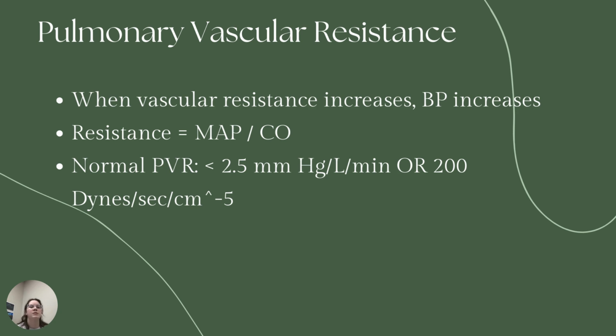Pulmonary vascular resistance. When the vascular resistance increases, your blood pressure will also increase. And this in turn will increase your ventricular afterload. And all of this I'll discuss in just a second what it means. The pulmonary vascular resistance equation is your mean arterial pressure divided by your cardiac output. Normal for a pulmonary vascular resistance is going to be less than 2.5 millimeters of mercury per liter per minute, or there's another unit of measurement, and it's 200 dynes per second per centimeters. So you can see either of those interchangeable, but that's the normal for it.